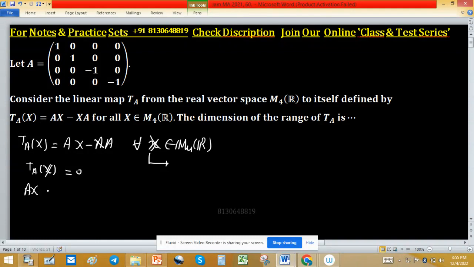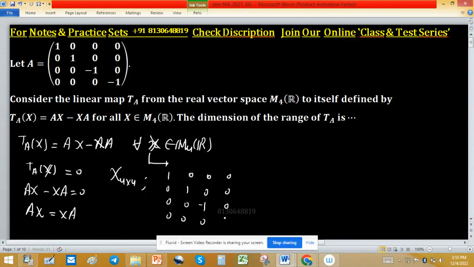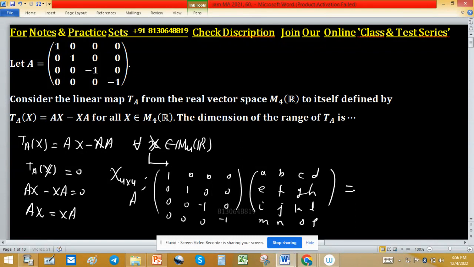It means AX - XA = 0, which implies that AX = XA. X is of size 4 by 4 and a matrix A is also given to you. So consider matrix A with rows 1 0 0 0, 0 1 0 0, 0 0 -1 0, 0 0 0 -1, as you can see on my screen. Consider matrix X, whose elements are normally written by small letters a, b, c, d, e, f, g, h, i, j, k, l, m, n, o, p. This is X, and this is matrix A.